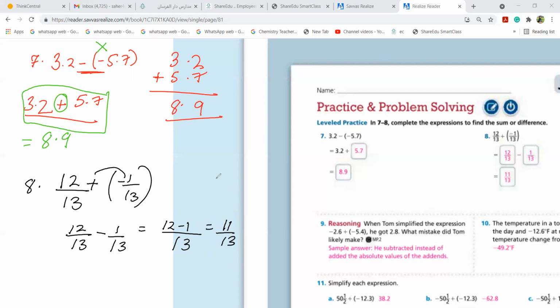Any questions? Malak? No. See, parenthesis. Here, parenthesis, it was same sign. You got a positive sign. Here, this is opposite sign. You get a negative sign. You open it and you solve this. After this, denominators are same. I can add or subtract the numerators. I put the denominator. I put 12 minus 1. I got 11 over 13.